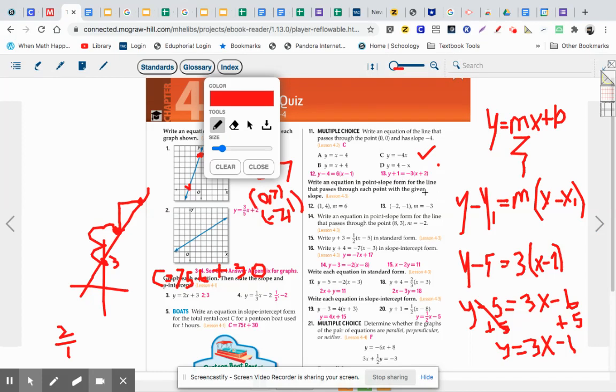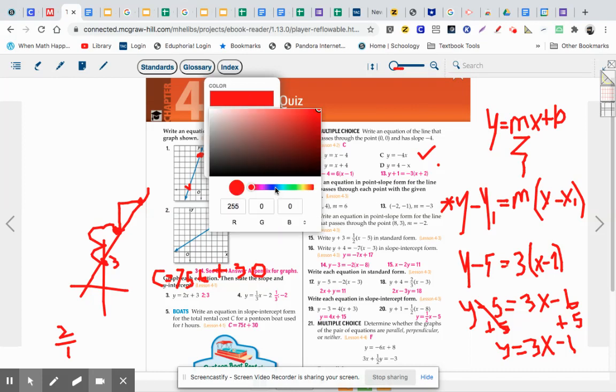That's this form for the line that passes through each point with a given slope. So they're giving you a point and they're giving you a slope. So that means definitely you're going to use your point slope formula, put the numbers in and go to work. So I'll just do another one here just to support you.